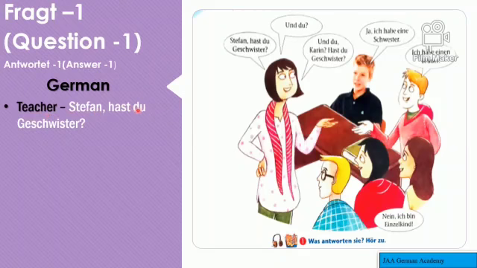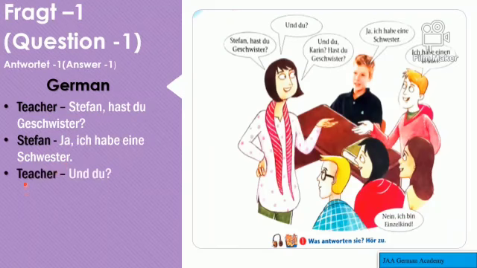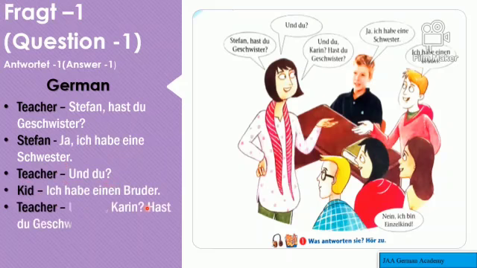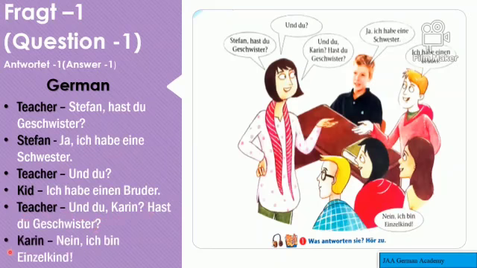Teacher, Stefan, hast du Geschwister? Stefan, ja, ich habe eine Schwester. Teacher, und du? Kid, ich habe einen Bruder. Teacher, und du, Karen, hast du Geschwister? Karen, nein, ich bin Einzelkind.